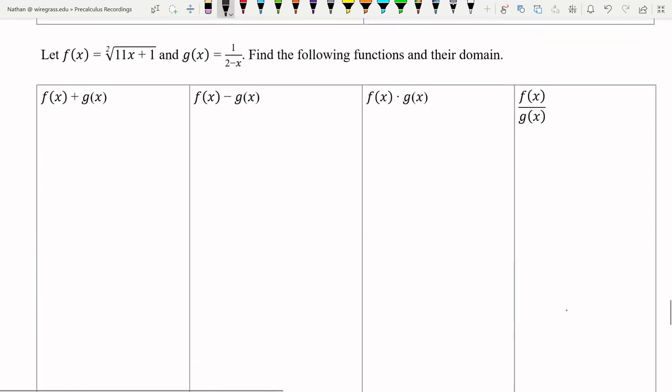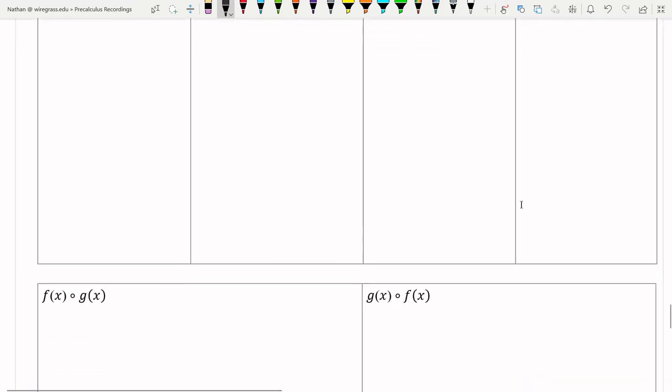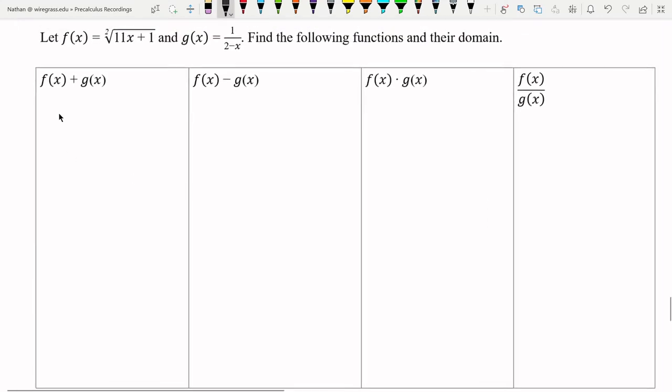Now, let's look at different kinds of functions. f of x is the square root of 11x plus 1, and g of x is 1 over 2 minus x. Same process, find the following functions and the domain. Of course, we're also going to do the composition there. So let's go ahead and find that. Okay, f plus g is going to be the square root of 11x plus 1 plus 1 over 2 minus x. And really, this doesn't simplify at all further.